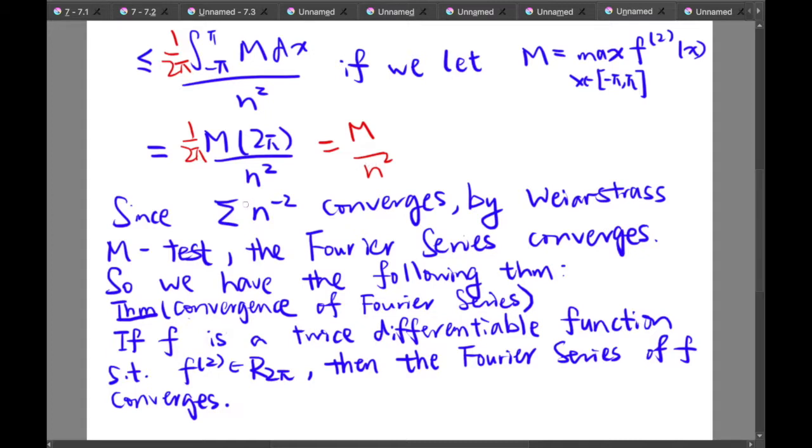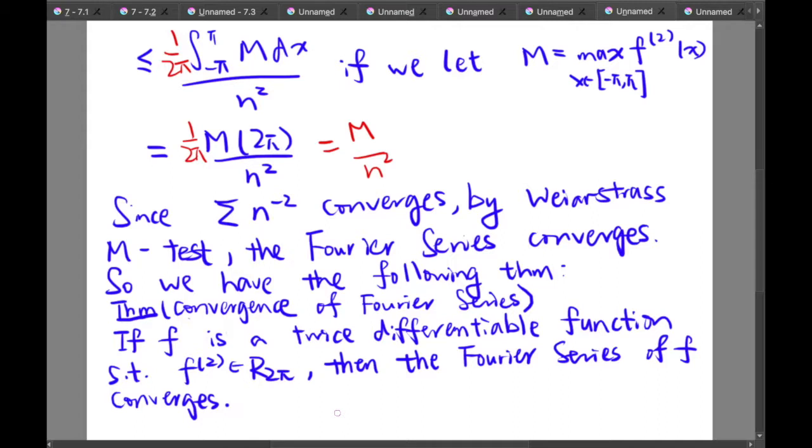Remember that the sum of 1 over n squared from 1 to infinity converges. So by the Weierstrass M test, the Fourier series converges. As a conclusion, we have the following theorem: if f is a twice differentiable function such that the second derivative of f is inside R2pi, then the Fourier series of f converges. And this is the end of the discussion about the convergence of the Fourier series of a function.